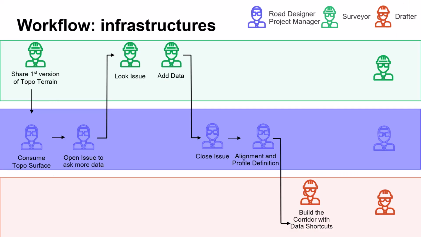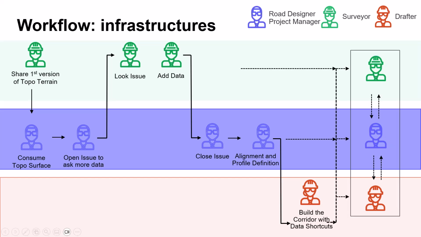This is the workflow that we are following: three different roles, surveyor, road designer and drafter. Now, for any reason, all of them can change something. But due to the collaboration in place based on Autodesk Docs and data shortcut on Civil 3D, for any single modification, all the other roles will receive a notification.